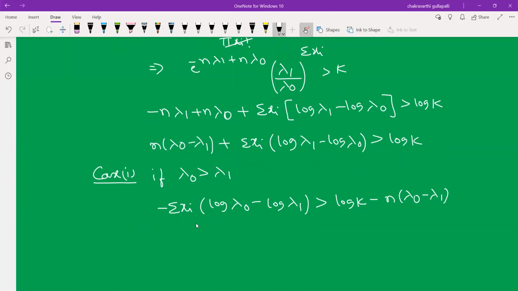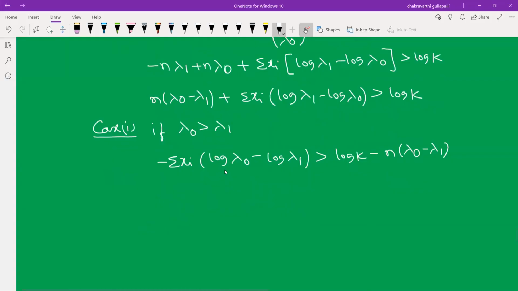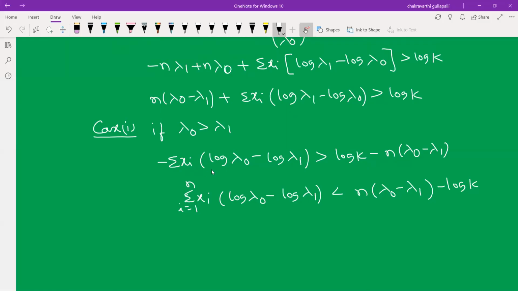Now multiply with the minus sign on both sides. Summation xi, i equal to 1 to n, times log lambda naught minus log lambda 1 is less than n into lambda naught minus lambda 1 minus log k. Multiplying with the minus sign on both sides, the inequality greater than is changed to less than. Now our requirement is the BCR.